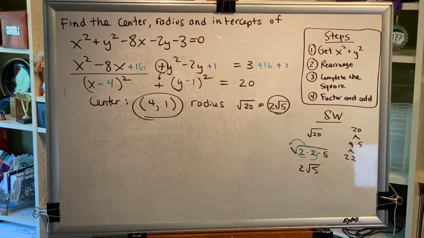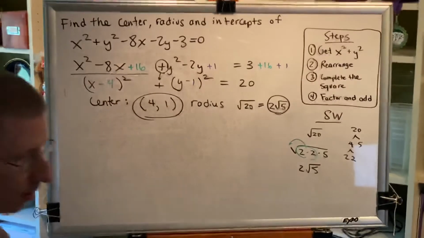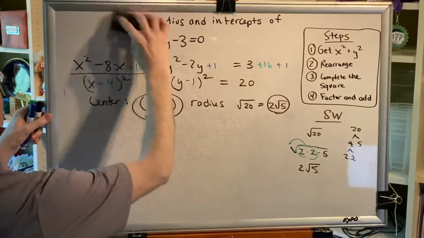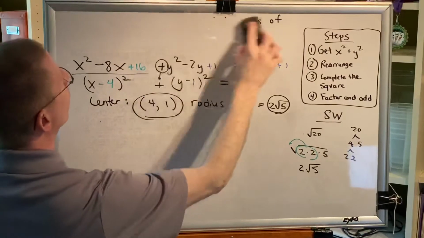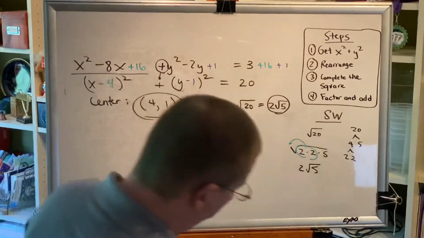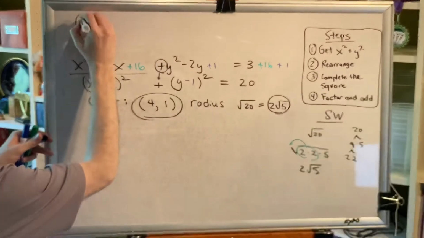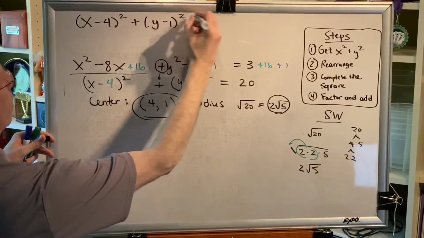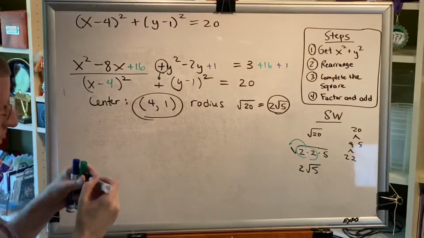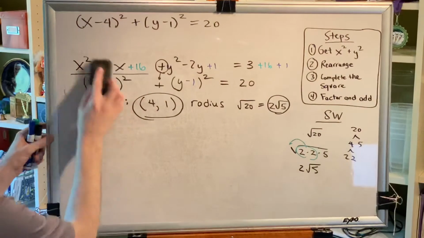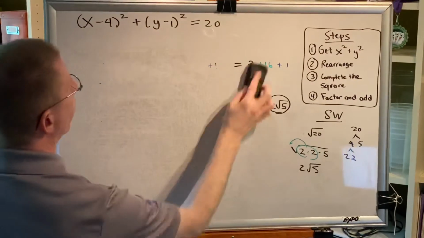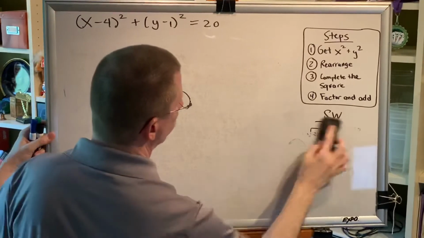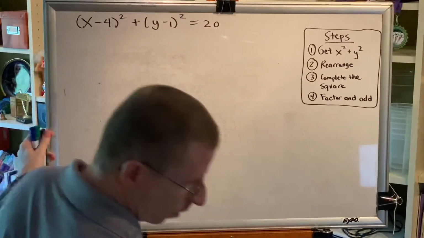We found our center and radius. Now we just need to find the intercepts. So I'm going to take my standard form equation, and I'm going to copy it to the top of the marker board here. X minus 4 squared plus y minus 1 squared equals 20. All right, let's begin.